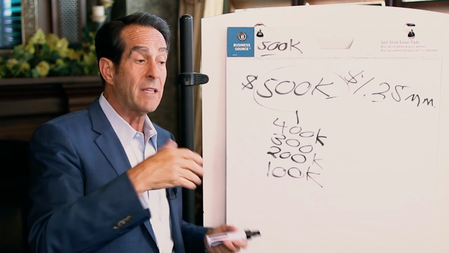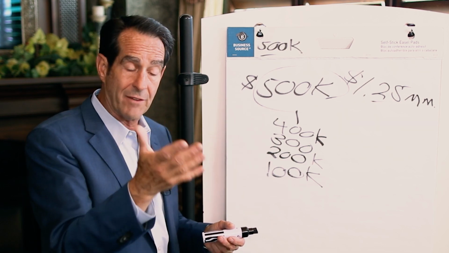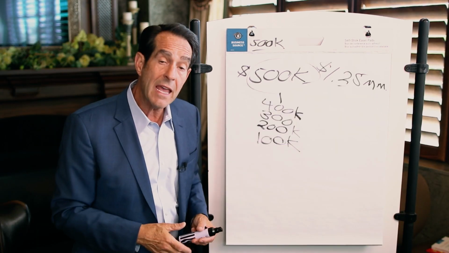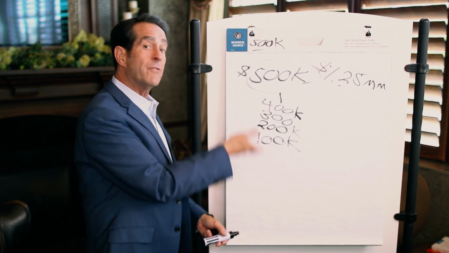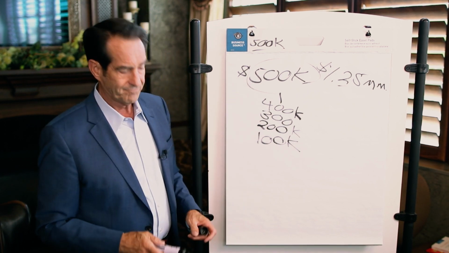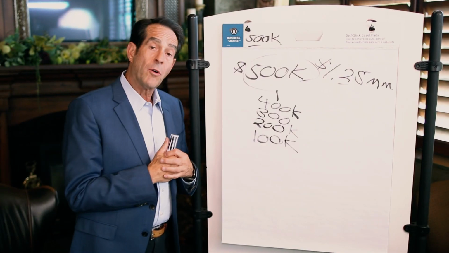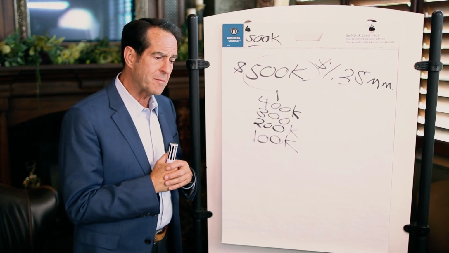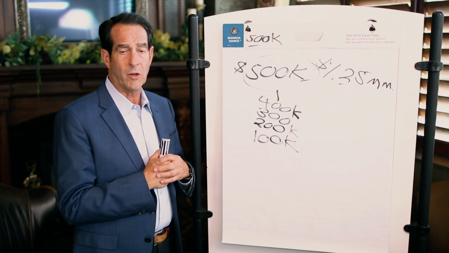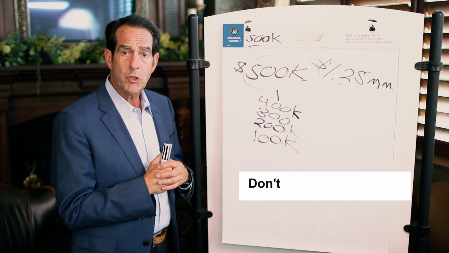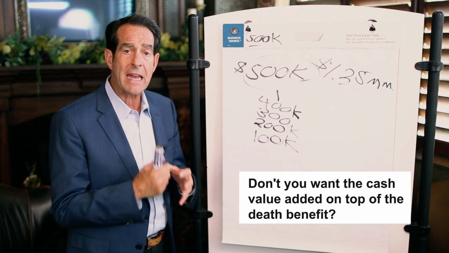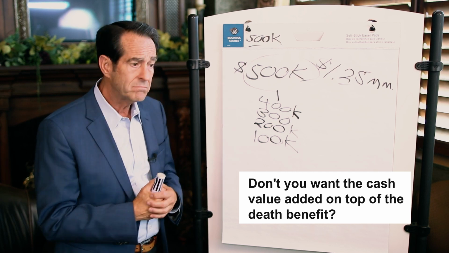If you want to earn, like I have, 11 and net 10 on the average, you choose option A, the level death benefit, because you're self-insuring. So when do you use option B, and what is it? With whole life insurance, a lot of times insurance agents say, well, don't you want the cash value added on top of the death benefit?